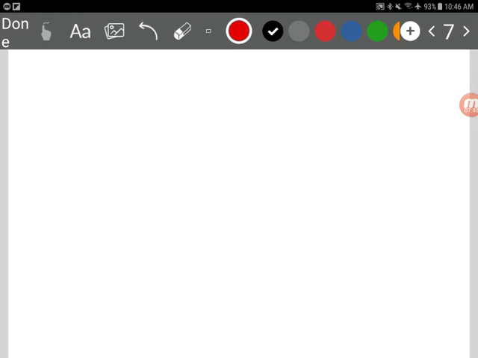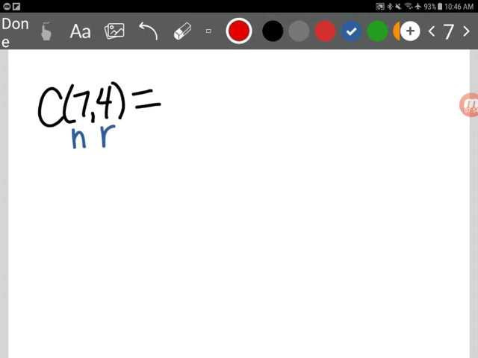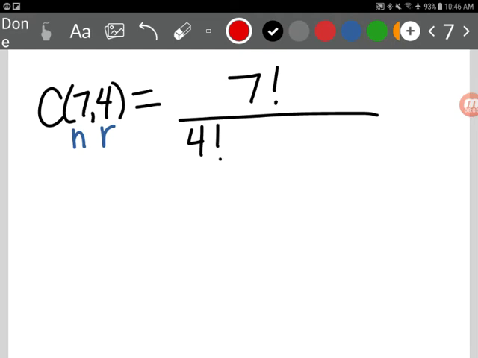We have the combination of 7 taken 4 at a time. Take it back to my formula. We have N factorial, which is 7, and my R is 4. So we have 7 factorial divided by R factorial, so that would be 4 factorial, times N minus R again, which is 7 minus 4 factorial.